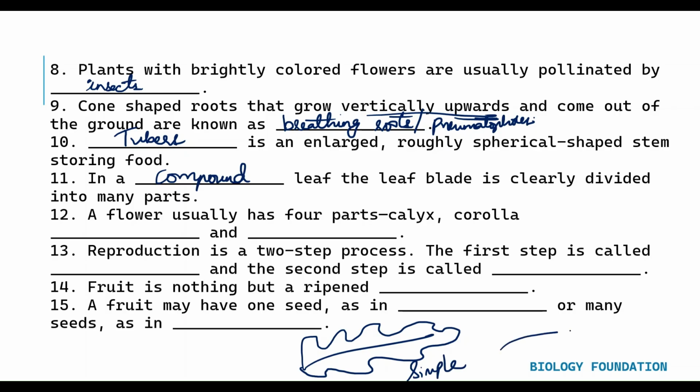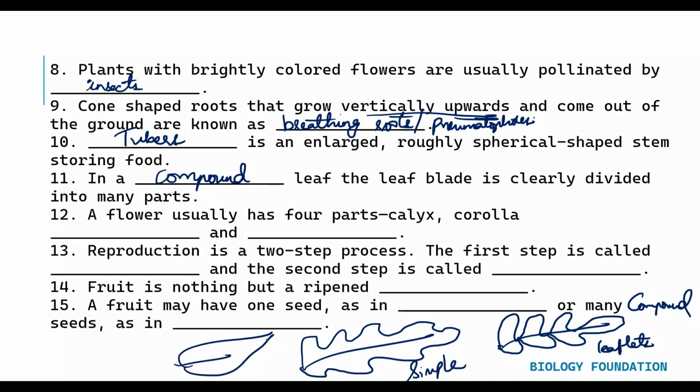it is not divided. But if at all the margin touches, are you understanding, then what happens, the leaf lamina is divided into many small parts. Those we are calling leaflets, and such a type of leaf is called compound leaf. A simple leaf can be like this also. This is also a simple leaf.